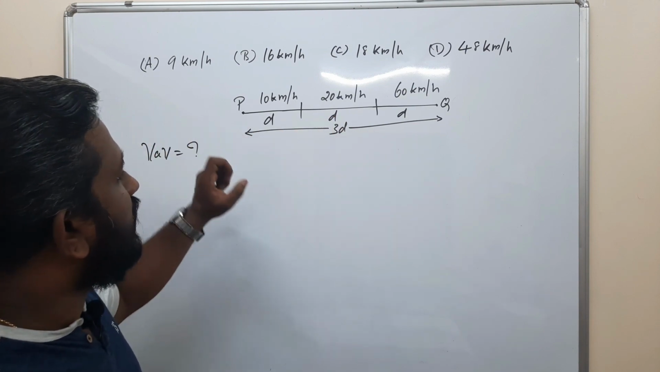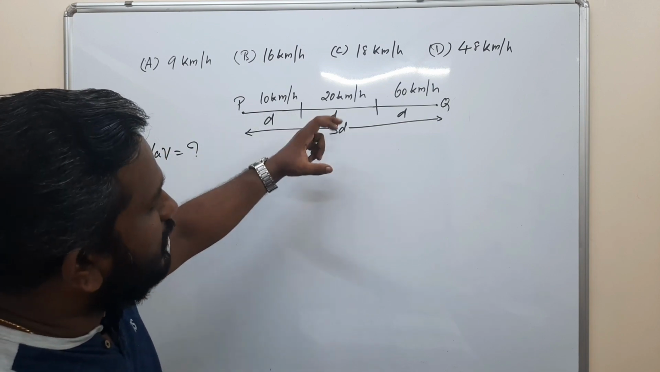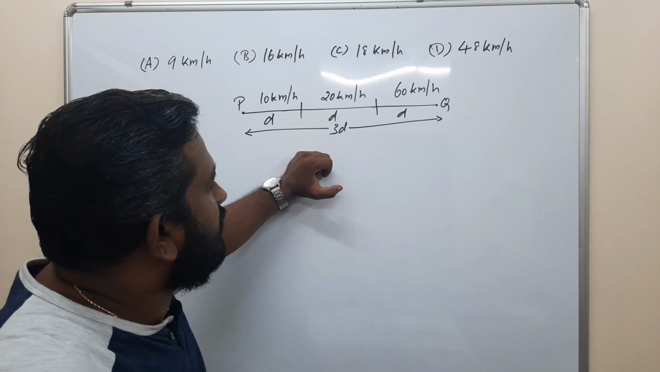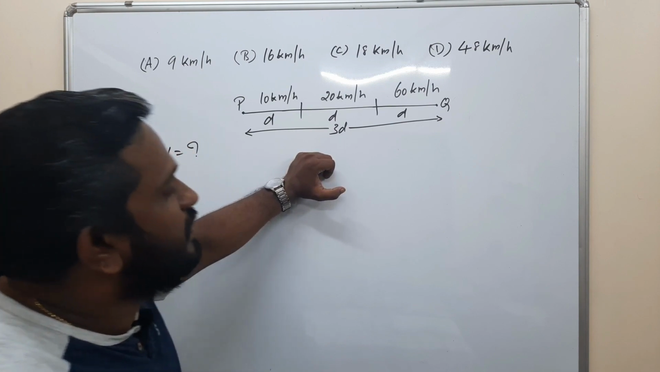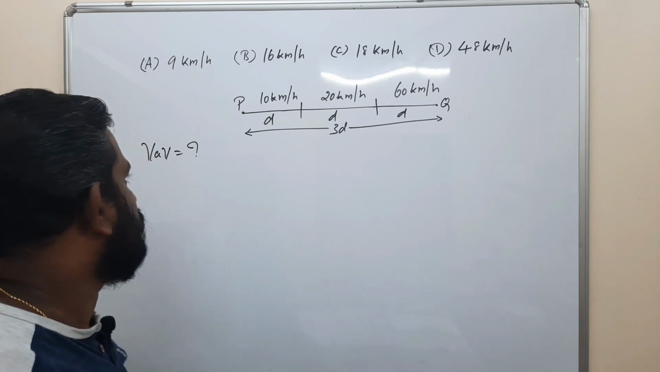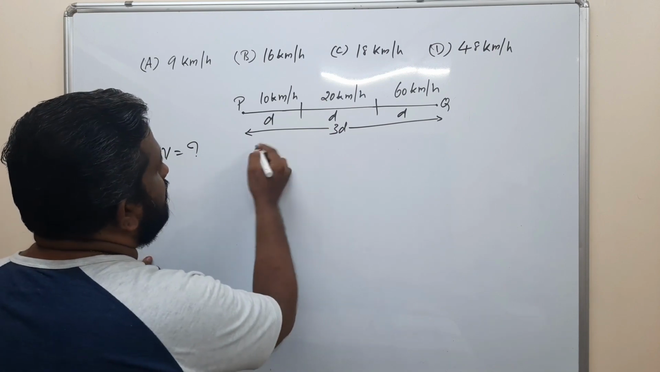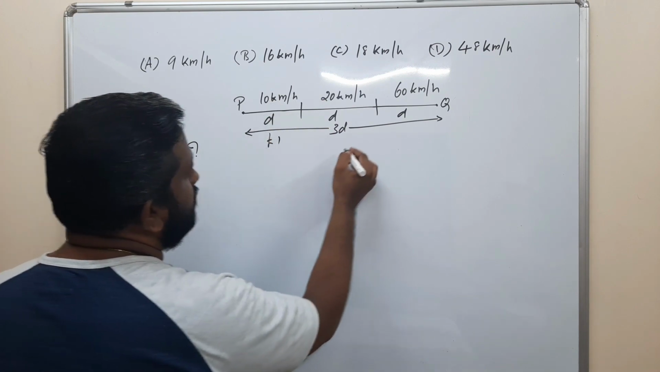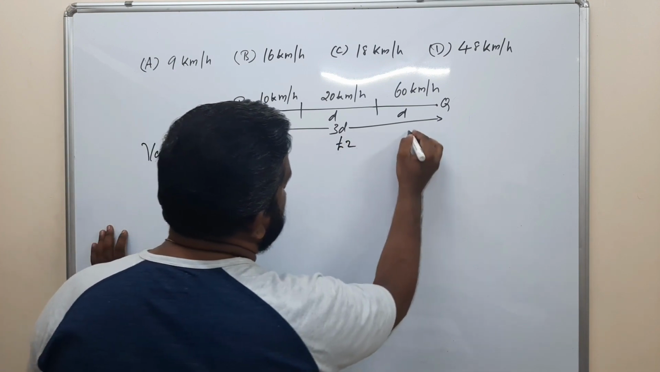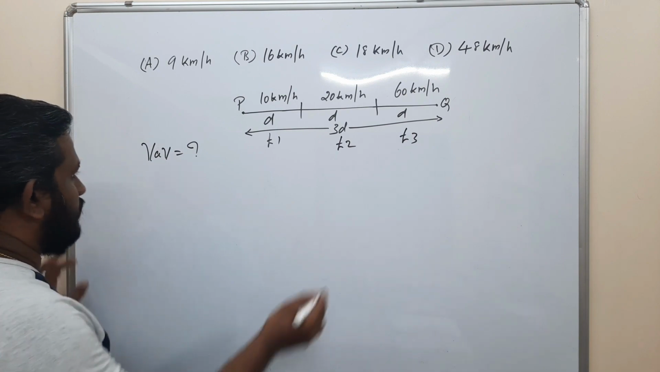So the first 1/3 of the distance it moves with 10 km per hour, the second 1/3 of the distance with 20 km per hour, and the third 1/3 of the distance it is moving with 60 km per hour. So we have to find the average velocity. Suppose it takes time t1 for the first part, t2 for the second 1/3, and t3 for the third part.